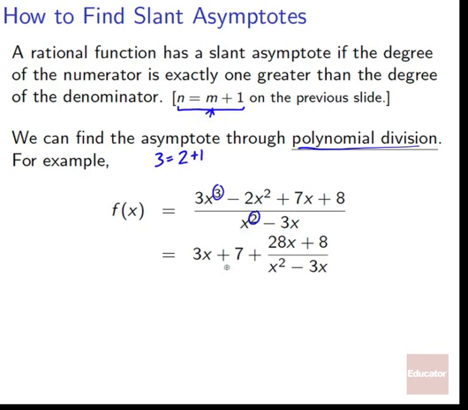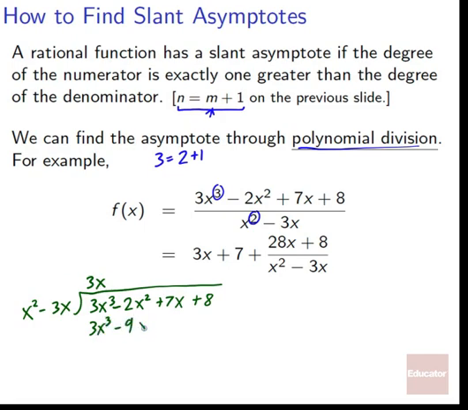So let's see how polynomial division would work here. We have x squared minus 3x dividing into what's in our numerator, 3x cubed minus 2x squared plus 7x plus 8. So how many times does x squared go into 3x cubed? It's going to go in 3x. 3x times 3x squared gets us 3x cubed, so yep, we were right. 3x times negative 3x gets us minus 9x squared.